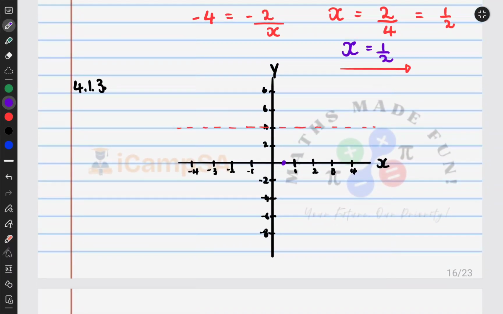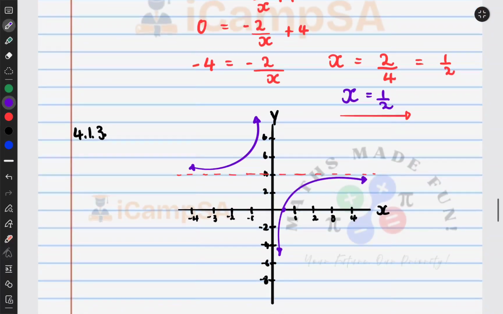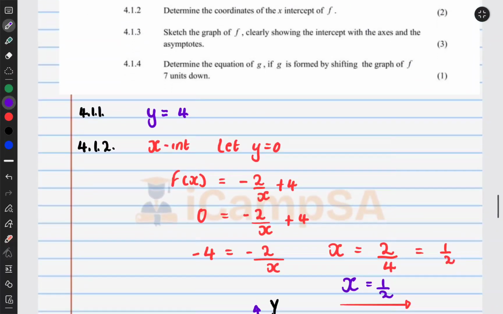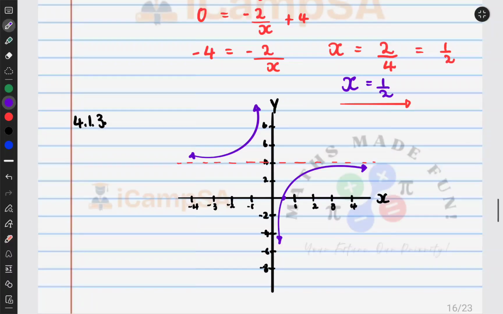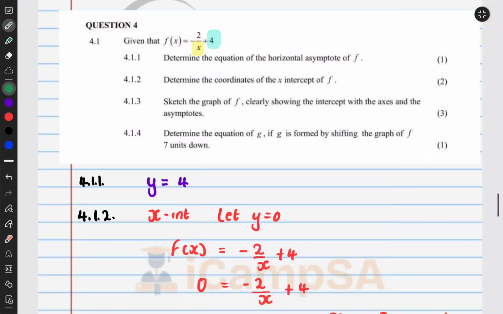Then once we have that, we can essentially sketch our function. It's gonna be of this nature. That's the function we're gonna have, and then the other branch will be here on this side. We said we have to clearly show the intercept to the axis and the asymptote. The asymptote, we said it's y is equal to 4, and then the intercept is 1/2 and 0, and that is your function.